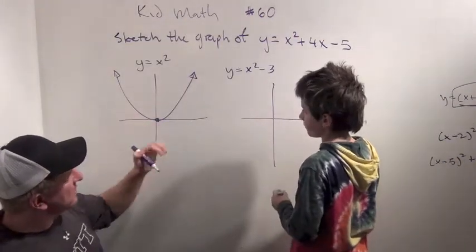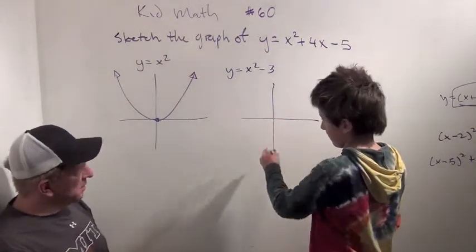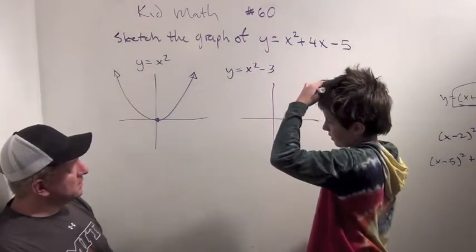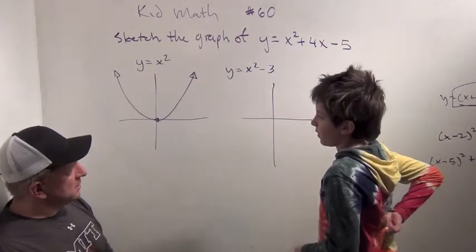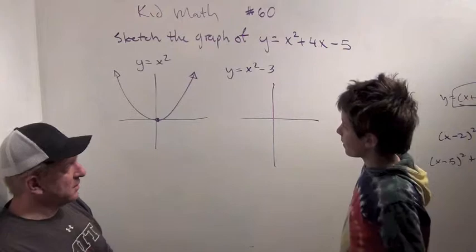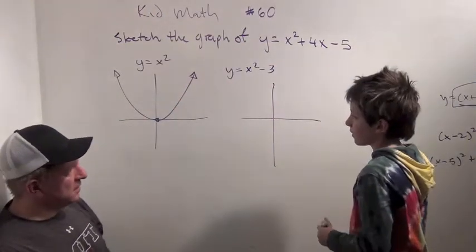What's this going to look like before you draw it? Tell me what it's going to look like. It's going to get shifted down. Okay, why is it going to get shifted down? Because you have a minus 3. Can you explain it in words a little better than that for me? Why does x squared minus 3 shift it down?